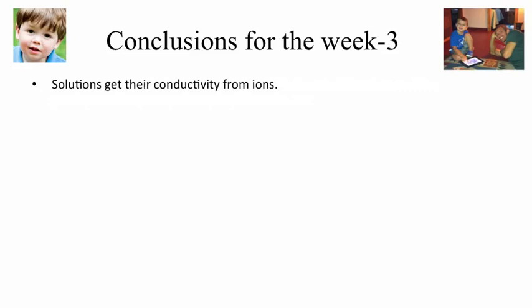If we think about ocean water, we can think about why it is conductive. Pure water is not very conductive at all. It's almost an insulator. So solutions, water and others, get their conductivity from ions. Ions are dissolved particles, such as dissolved sodium chloride, and these ions can move around and give solutions their conductivity.